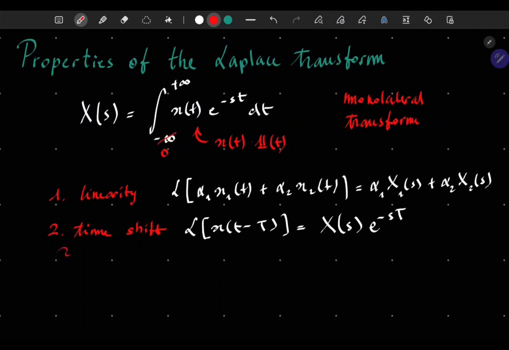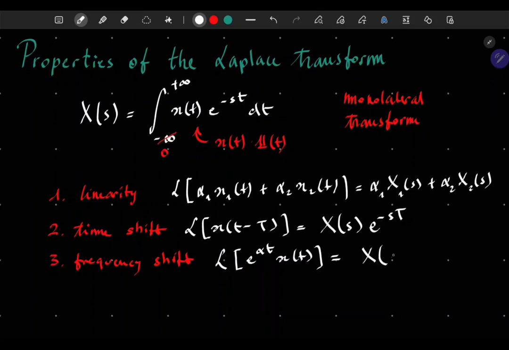Then we have a frequency shift property. Now, in the case of the Laplace transform, we are not exactly using a frequency, but we are using a generic complex variable, but this is still called the frequency translation or frequency shift property. So we have the Laplace transform of an exponential e to the alpha t times x(t), and this will be equal to the Laplace transform X in s minus alpha. This becomes a proper frequency shift property if alpha is an imaginary number, and we take the special case of the Fourier transform.